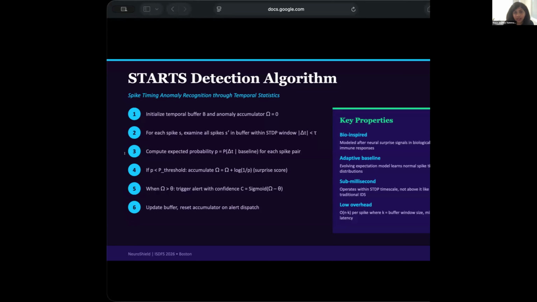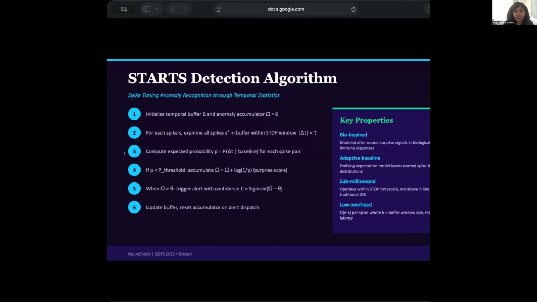And in step three, for each spike pair, we compute the expected probability. In step four, if P falls below our threshold, that means the timing relationship is surprisingly unlikely, so we accumulate the log inverse probability as a surprise score. In step five, when the accumulated surprise omega exceeds our detection threshold theta, we trigger an alert with a confidence score computed as a sigmoid of the excess surprise. And step six is the buffer maintenance and the accumulator reset on alert dispatch.